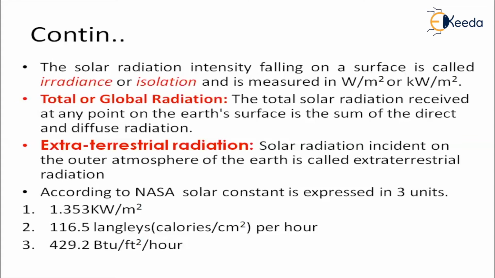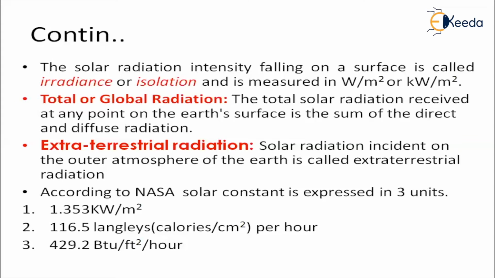Now we move on to the next one, total or global radiation. Total solar radiation received at any point on the Earth's surface is the sum of the direct and the diffuse radiation. Okay, at this point, whatever we are getting, the total radiation is the sum of the direct and the diffuse radiation.